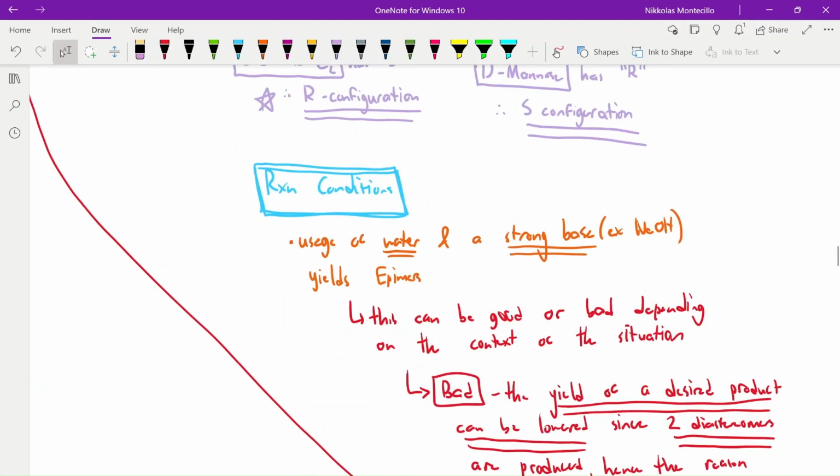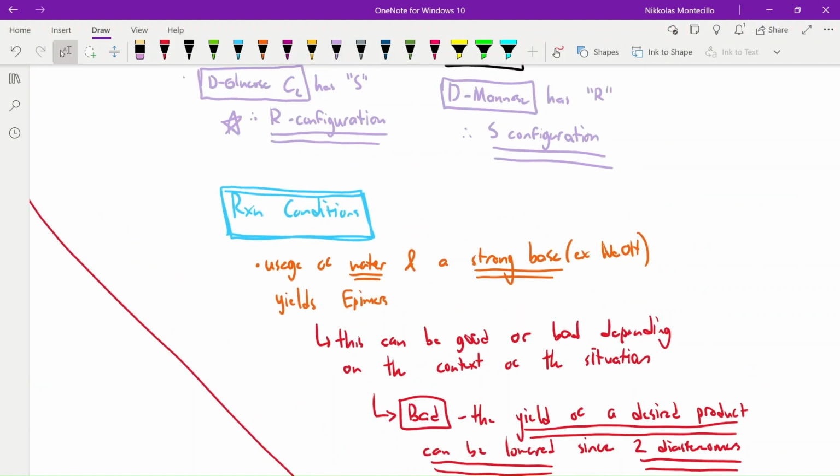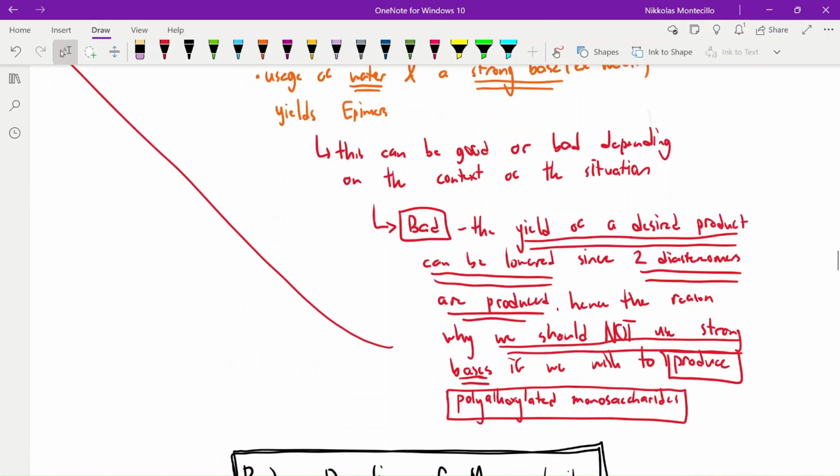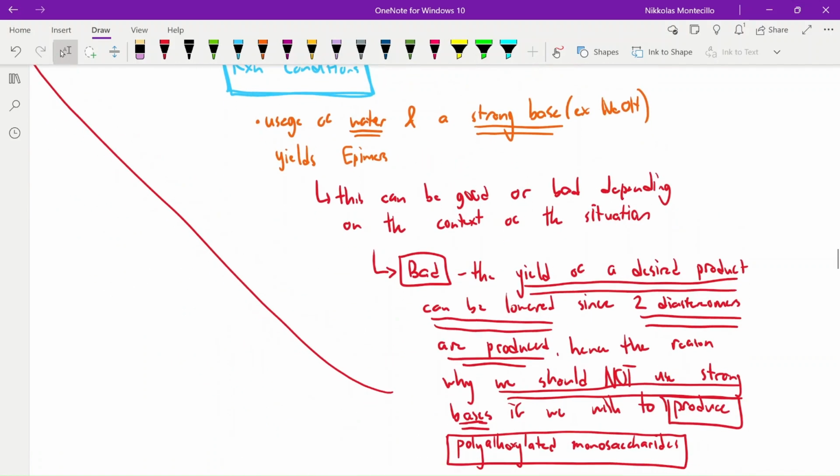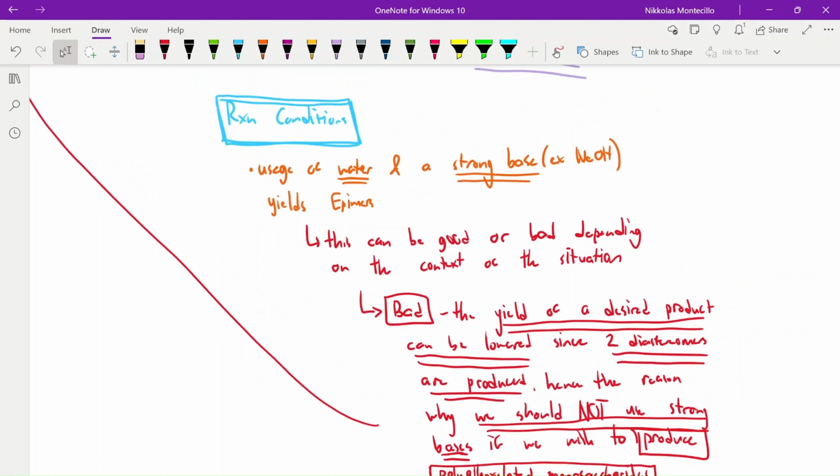Now, the reaction conditions is just the usage of water and a strong base amidst the presence of a carbohydrate to yield epimers. Now, this can be good or bad depending on the context of the situation, and I've only got notes down for how it can possibly be bad. So, in the sense that it's a bad reaction, the yield of the desired product can be lowered since two diastereomers are produced, and hence the reason why we should not use strong bases if we wish to produce polyalkoxylated monosaccharides.